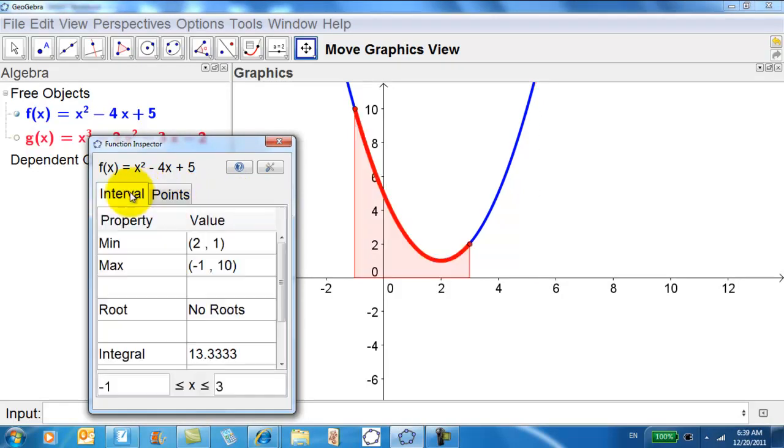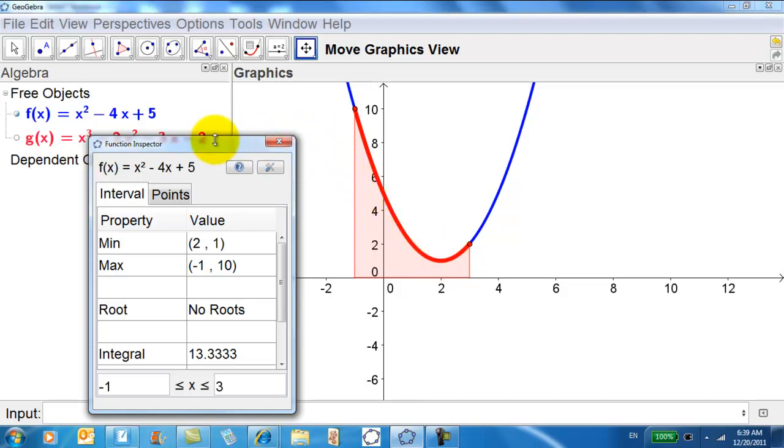And we can look at specific points too, but for right now, that's the interval we're concerned with. Notice it looks like it has a maximum at (-1, 10) and a minimum at (2, 1). Now notice this minimum is not the endpoint of the interval. We're going to use calculus to find this minimum by figuring out where the derivative is equal to 0.